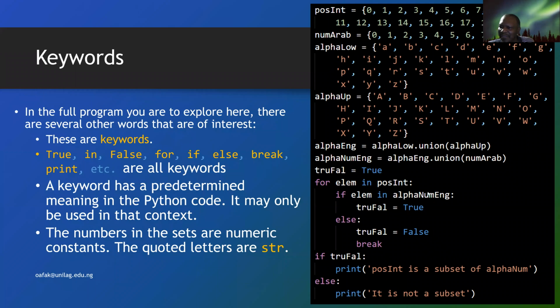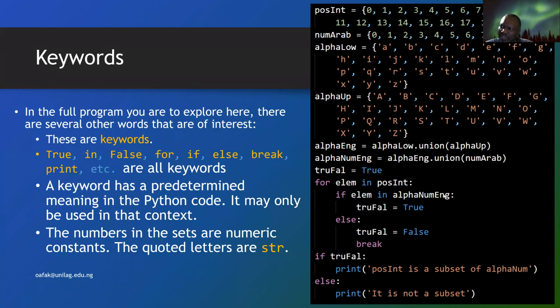Alphanumeric ENG is a set defined by the union of alpha ENG and numeric ARAB. That is how we get this set. So POS8 is a set, and alphanumeric ENG is another set.